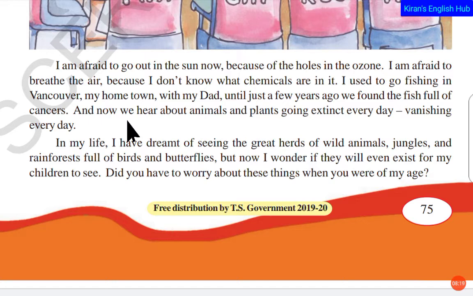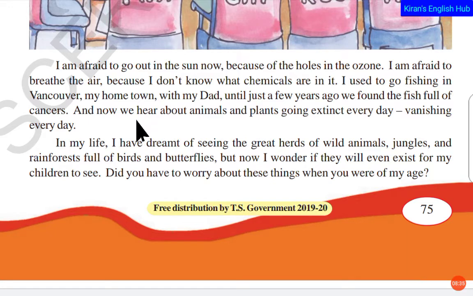Cancers in the sense the fish would have had so many wounds, a disturbed face, and no proper scales on its body. Cancered fish are usually like that. So since that day she stopped fishing.